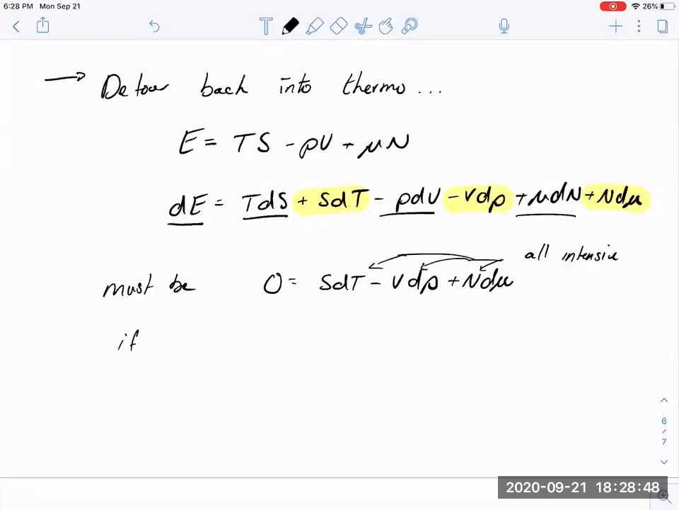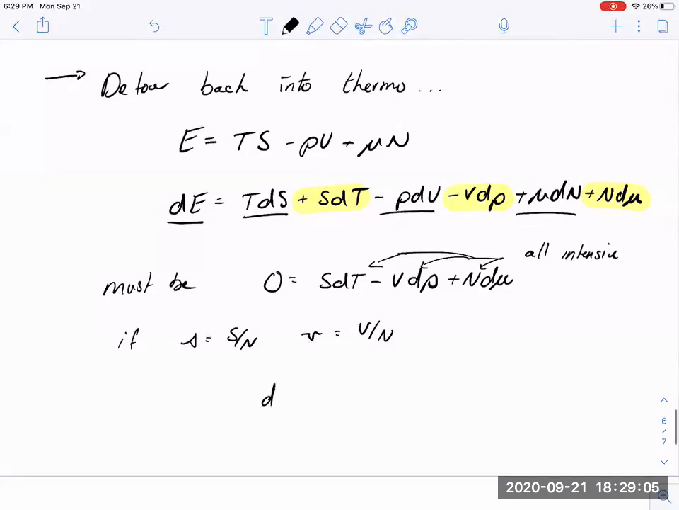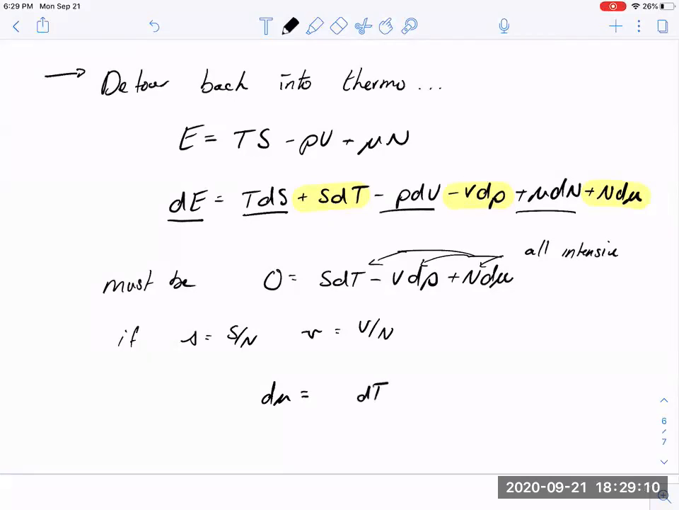lacking any sense of scale by introducing little s as the entropy per particle and little v as the volume per particle, to which we, when substituting those in, arrive at an equation that relates the chemical potential to changes in temperature weighted by little s and changes in pressure weighted by little v. This equation has a fancy name. It's known as the Gibbs-Duhem equation.